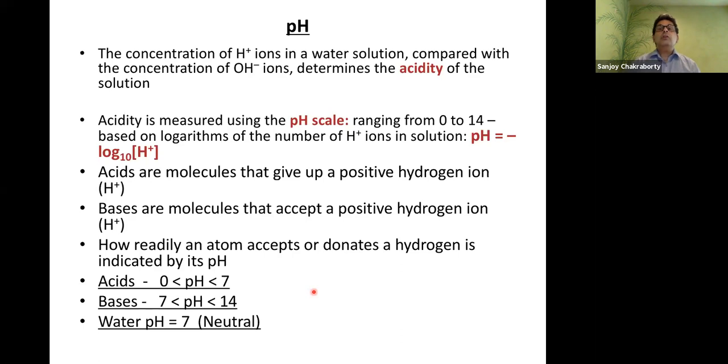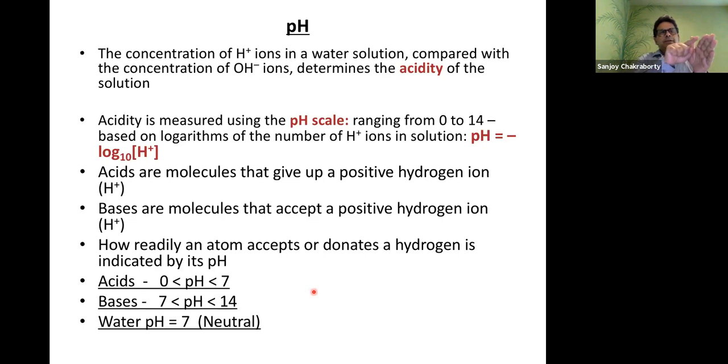Now, how strong is it? 10 times stronger acid, because this is a logarithmic scale. So every individual number is a factor of 10. So pH 5 and pH 3: pH 3 is a stronger acid. How strong is it? 100 times stronger, because pH 5 to pH 4 is 10 times, and pH 4 to pH 3 is another 10 times. So 10 times 10, 100 times stronger.